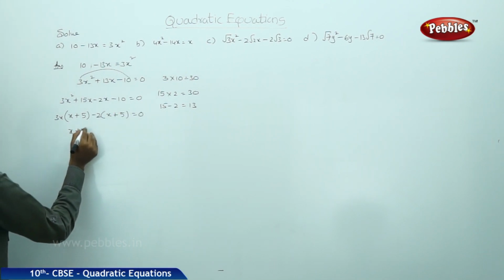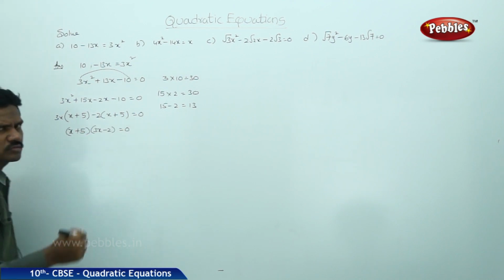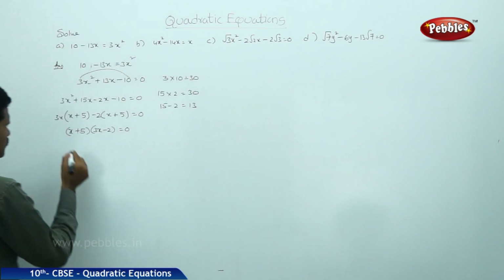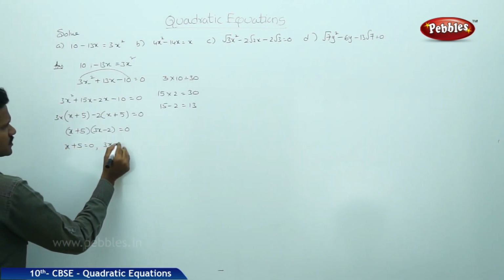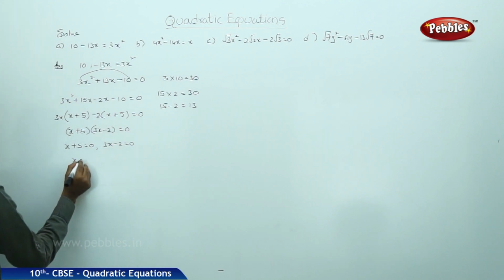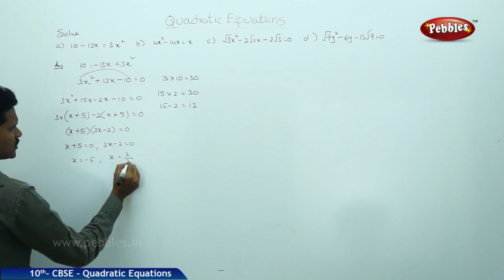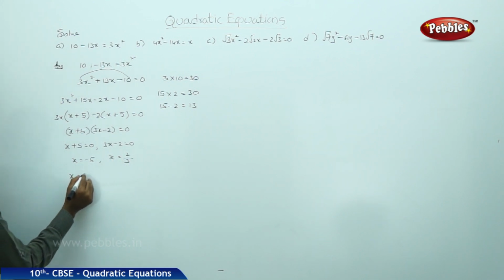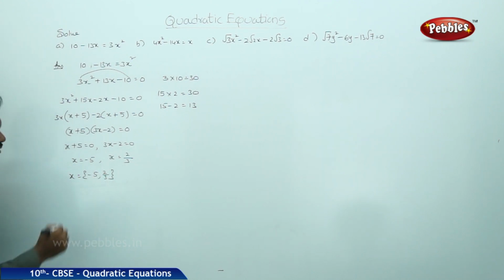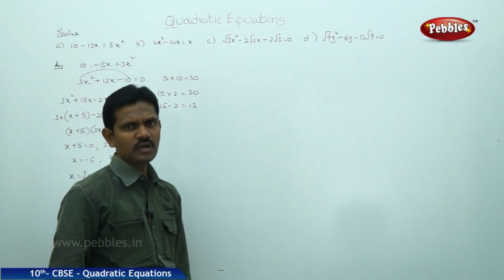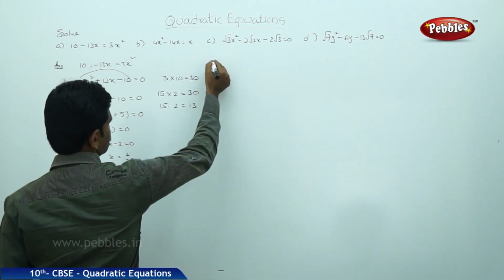Therefore the common factor is x plus 5, the other factor is 3x minus 2 is equal to 0, that is, x plus 5 is equal to 0, 3x minus 2 is equal to 0, x is equal to minus 5, x is equal to 2 by 3. Therefore x is equal to the set of minus 5 comma 2 by 3 are the solutions of the given quadratic equation. Now let us see the second one.